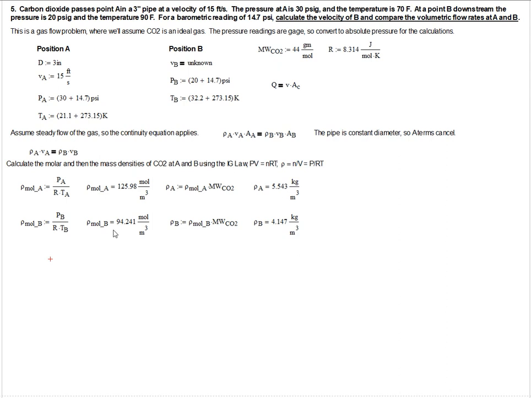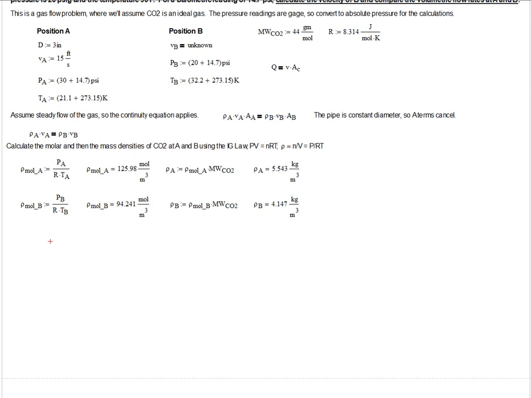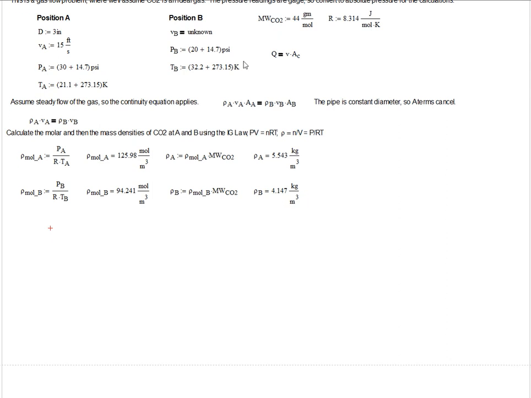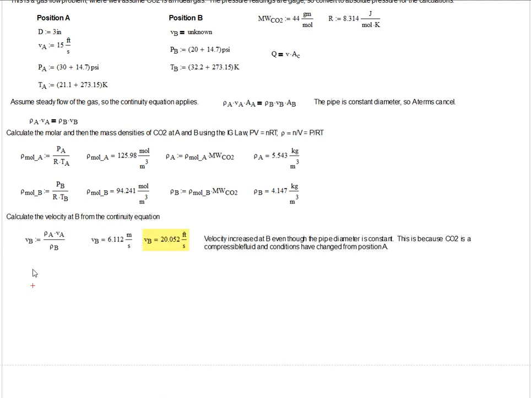We go through the same process at position B. We get a molar density at position B. Notice it's a little bit lower. We get a mass density at position B of 4.147. Now we can plug in and solve for the velocity at position B. So we take our continuity equation, simplify, and solve for the velocity at position B. We get a velocity of 6.1 meters per second, or 20.05 feet per second.